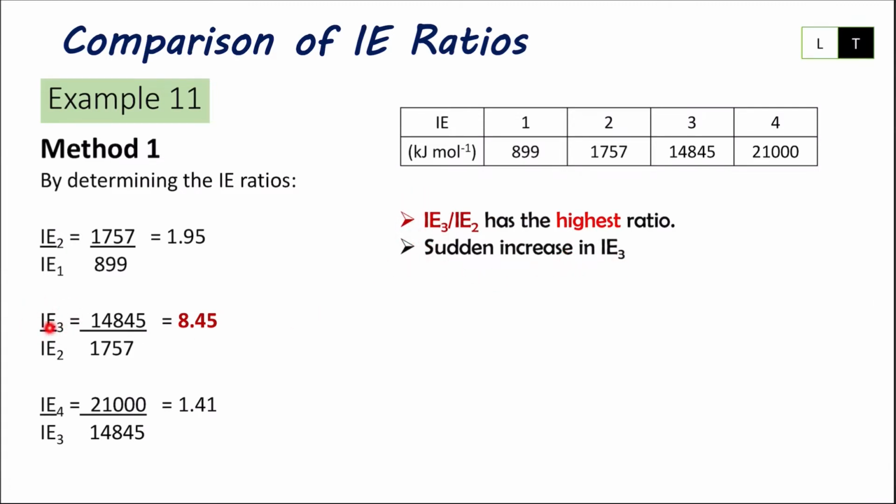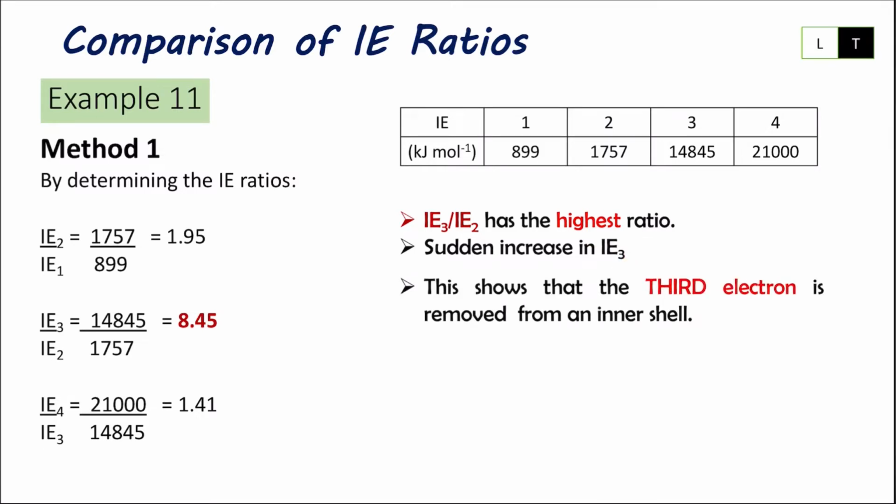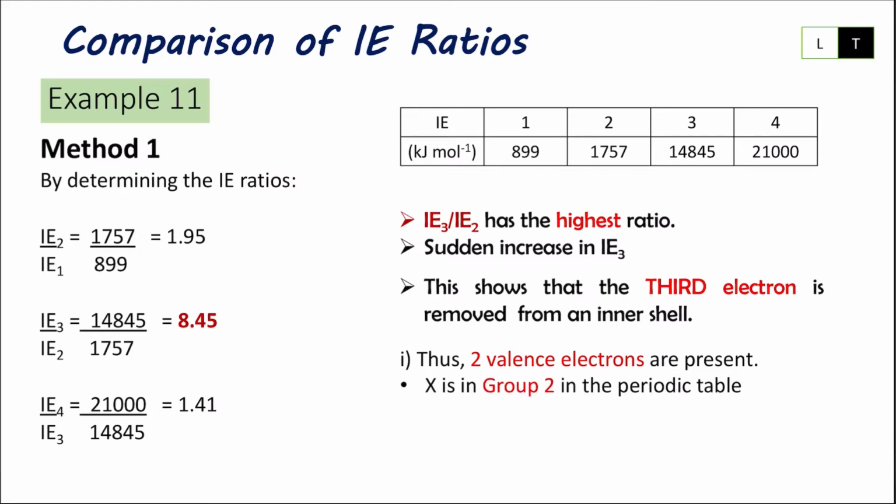So kita punya value IE3 lah yang paling banyak, yang paling tinggi. Then, from this statement, you can also conclude that IE3 dekat sini bermaksud elektron yang ketiga is removed from inner shell electron. So, when the third electron is in the inner shell, how many valence electrons? Based on the first question, we can say that 2 valence electrons are present for atom X. So, we can determine the group of atom X, which is group 2.